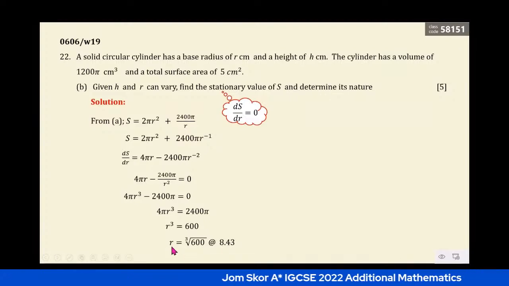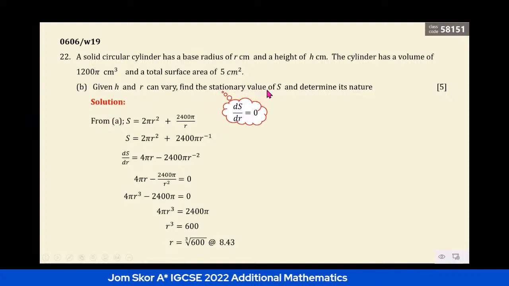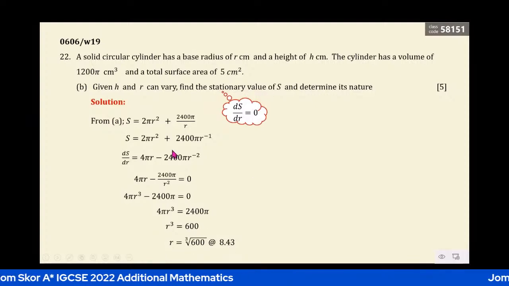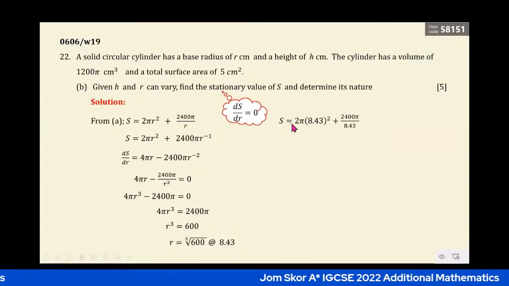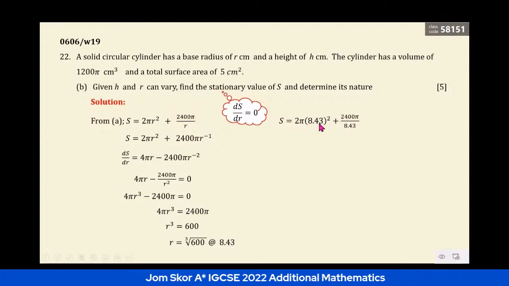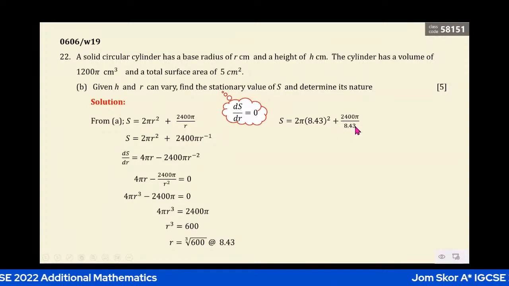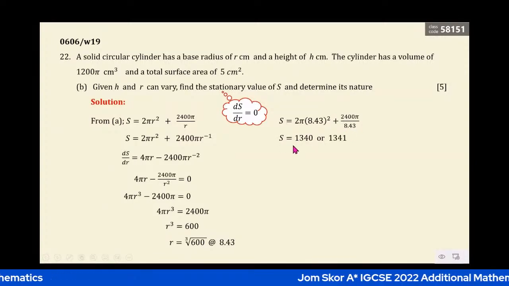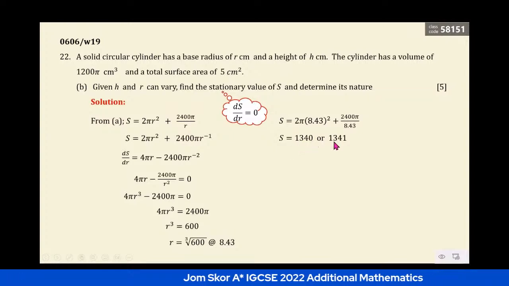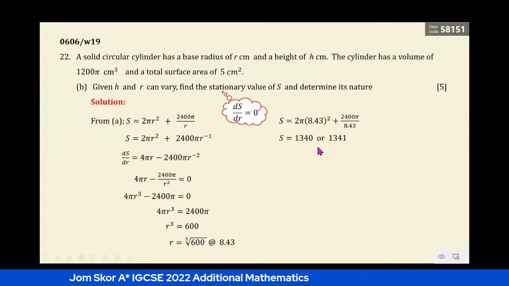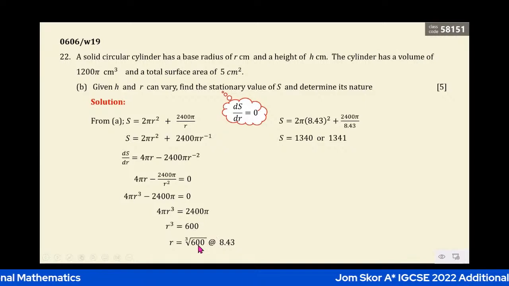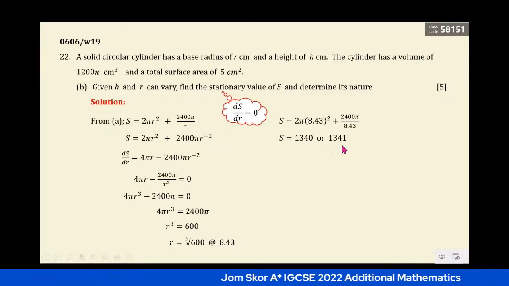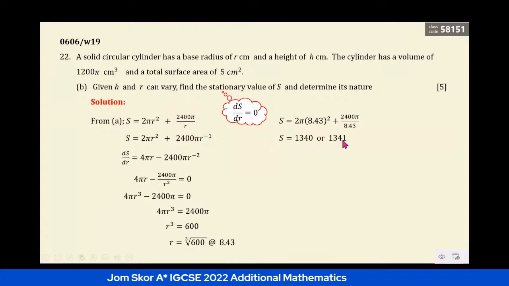Okay. So find the stationary value of S, meaning that you have to substitute R into S. Okay. So your stationary value is 2 pi multiply here 8.43 square. Kat bawah ni pun substitute dengan 8.43. Okay, so that you will get S is equal to 1340. 1341 pun dia terima. Okay, it depends on the value that you key in, either the cube root of 600 ataupun 8.43. Okay, so you will get this S.